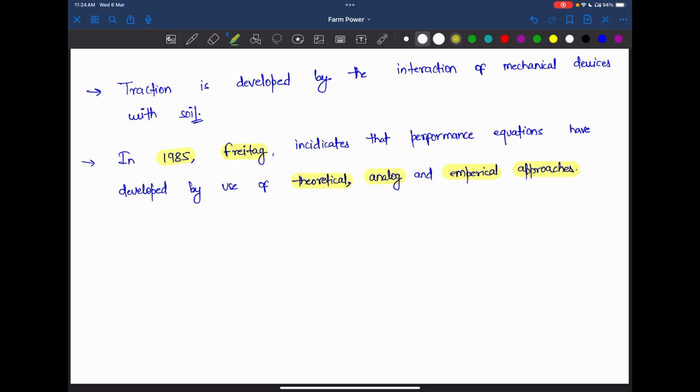Owing to the complexity of the soil traction device interactions, the theory approach has not yielded readily usable solutions for the designer. However, it does provide general performance response for a particular combination of soil vehicle parameters. So that was the issue. But later on, one scientist, his name was Mohr.